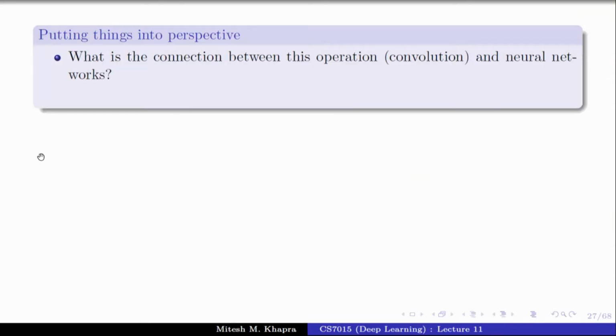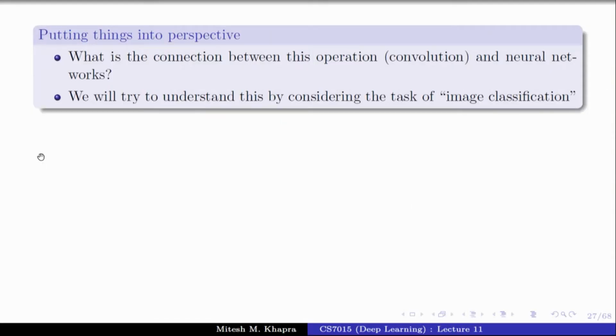I'm assuming all of you are completely comfortable with the convolution operation, including how to compute the dimensions of the output, right? Now we'll try to understand how all of this is related to neural networks. We'll take the example of image classification, okay? So this is the task of image classification.